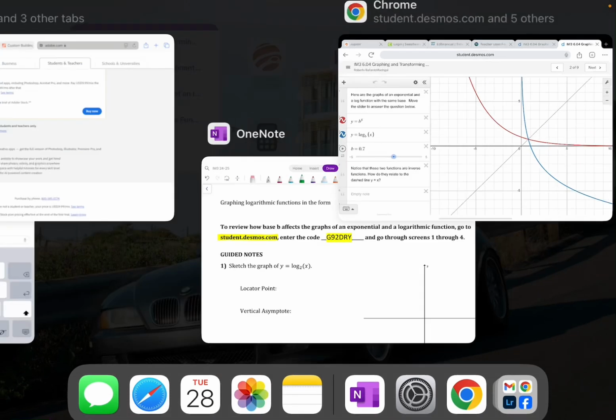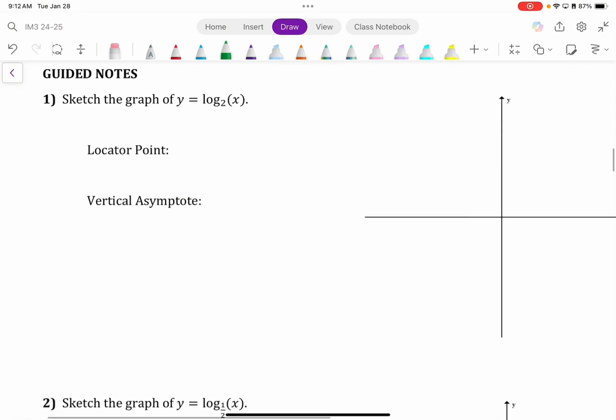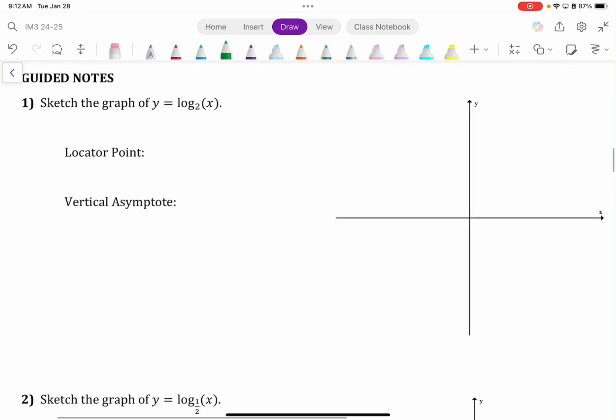I want to go back now to the notes and have you guys actually start practicing how to graph logarithmic functions from scratch. All right, so let's go back to the notes. I think you guys can put your laptops away for now. We won't be needing them. And I will be showing you how to sketch the graph of y = log base 2 of x.